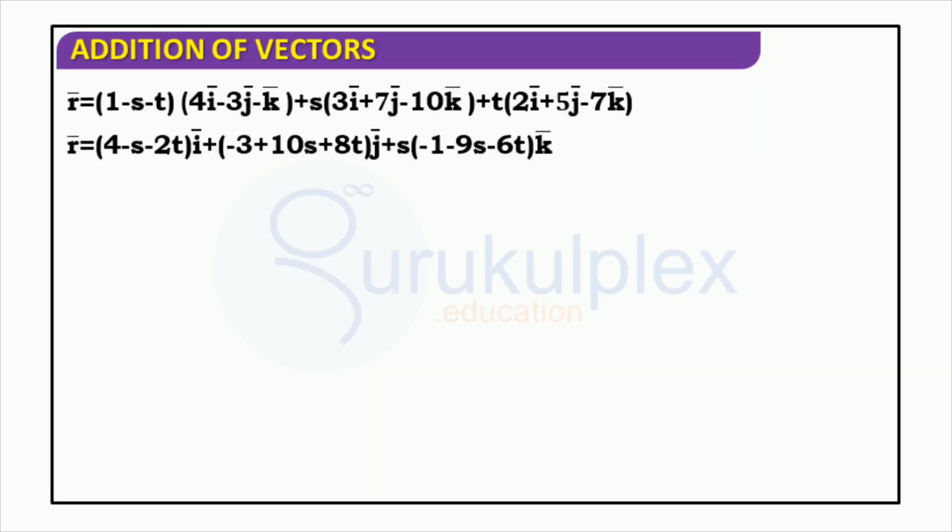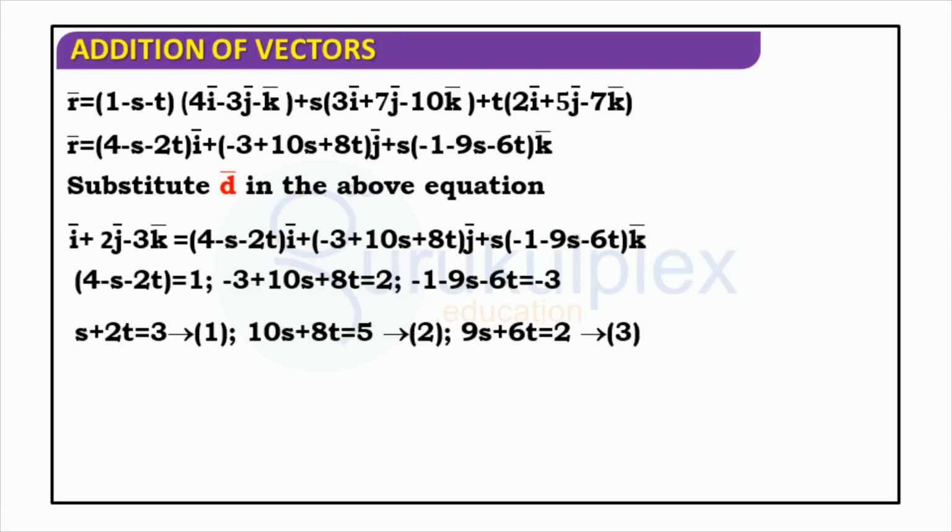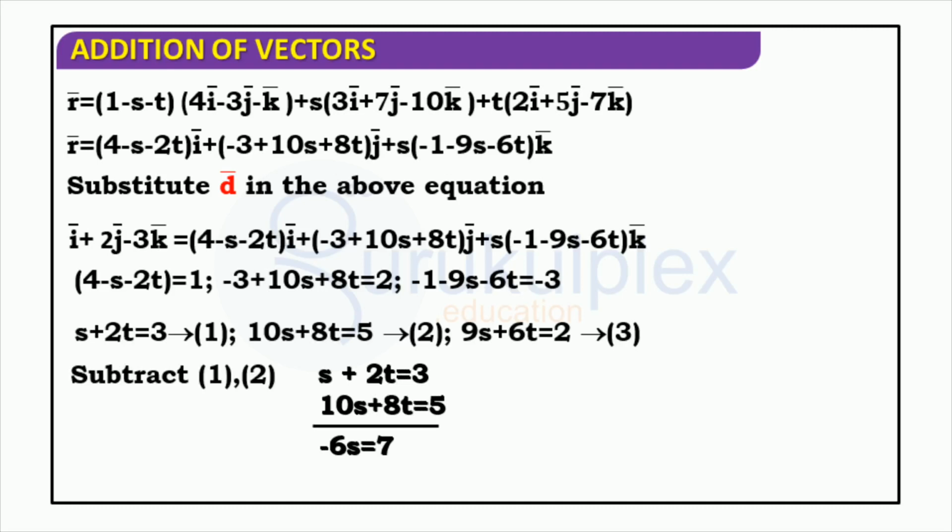The equation s plus 2t equals 3 indicates that adding 2 vectors s and t gives a result of 3. Likewise, 10s plus 8t equals 5 states that the sum of vectors s and t gives a result of 5. Moreover, -6s equals 7 illustrates that subtracting vector s from the equation generates 7 as a result.